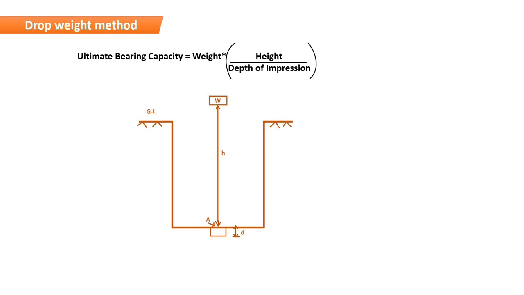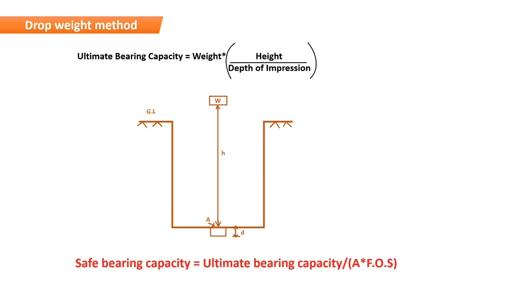And when we get the ultimate bearing capacity, what do we do? We divide it by the area of the cube as well as the factor of safety. Are you getting it? Area of the cube and factor of safety, whatever factor of safety we take. Let's go to the next page. I think this drop weight method has been completed.